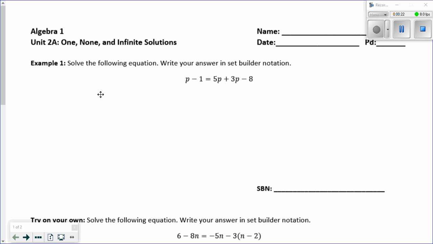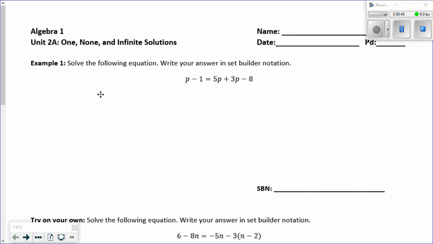One is having one solution, which is the norm really, where you get x equals and then the actual number. Some other cases, though, would be if we would get infinite solutions or no solutions. So we're going to show you some examples today on infinite and none, and we'll also show you another one on one, just so you can see the difference. And yeah, let's go ahead and get started.